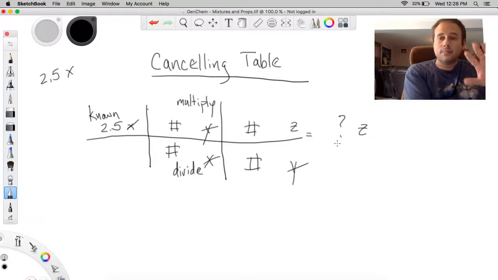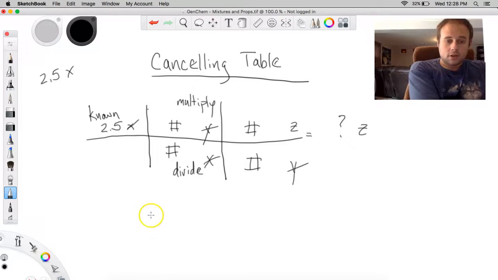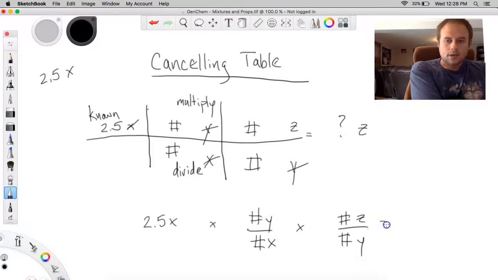Okay, so that's the basic premise, and you're going to need to understand how to set these up. What I was saying before is that many instructors will say, I've got 2.5x, and I'm going to multiply that by some number y over some number x, and then multiply that by some number z over some number y, and so on and so forth. So their setup looks like this.